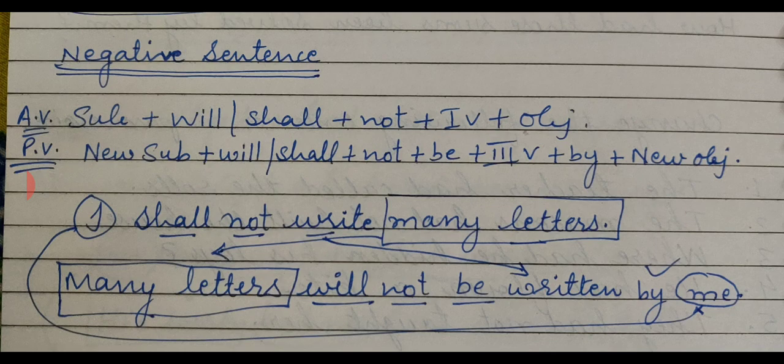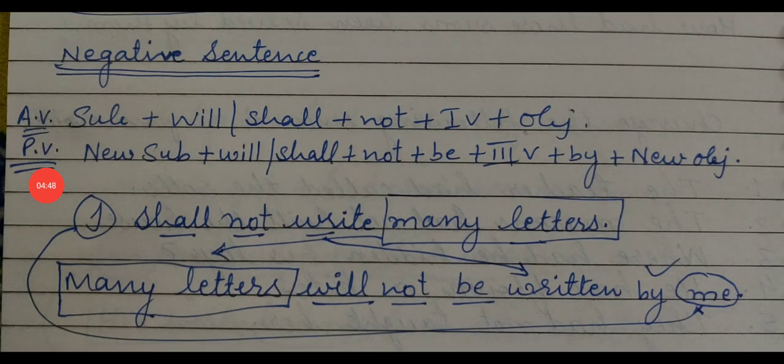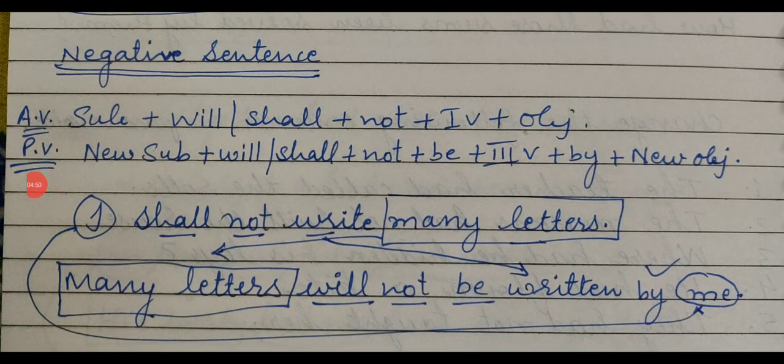Which helping verb? Except I and we, with the rest shall or will? Will. So many letters will, as it is negative, use not, then the be verb, and after the be verb, the third form of the main verb: write, wrote, written. And before you change the subject of active into passive, use by, and I will change into me. So many letters will not be written by me. Is there any problem? I hope you got it very easily.